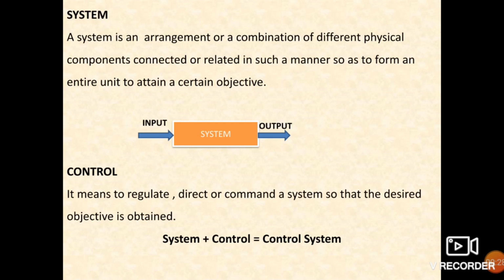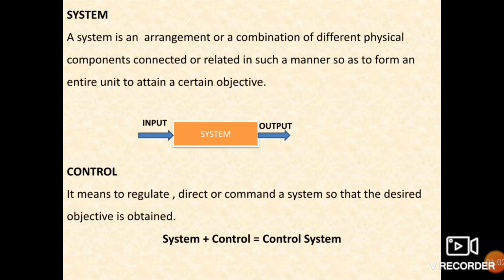As we have seen in yesterday's class, a system is a physical set of components that takes a signal as input and produces a signal as output. See here the block diagram given. Here we are having a system. In a system, we are going to give an input, and what comes out of the system is the output. Okay. That is what a system is. We give some input to the system and obtain an output from the system.